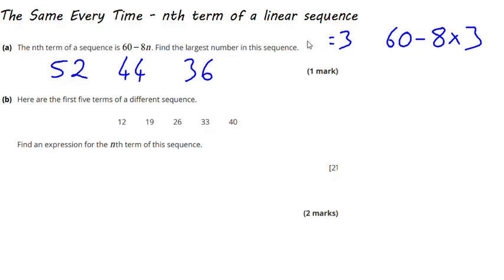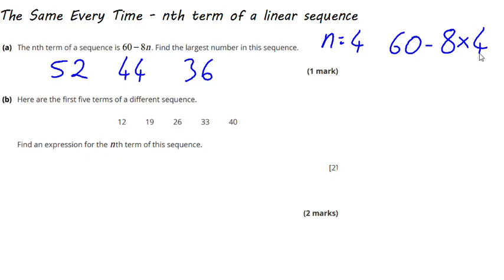Well, I'll just do one more here. If I want to know the fourth term of my sequence here, I'm going to put n equals 4 into the formula, and then 60 minus 8 times 4. So everywhere I see n, I'm going to put 4 instead. So 60 minus 8 times 4 gives me 28.